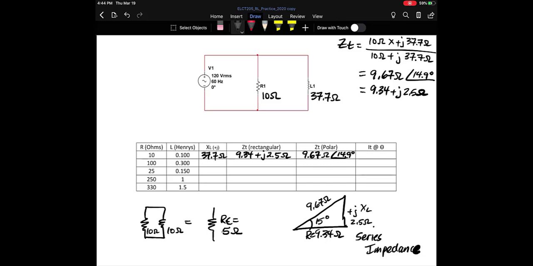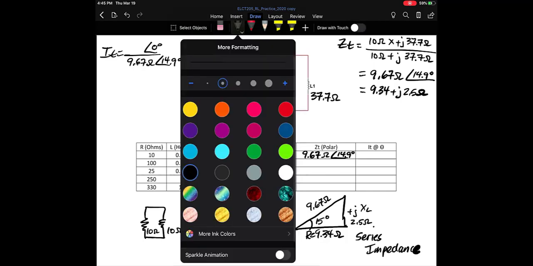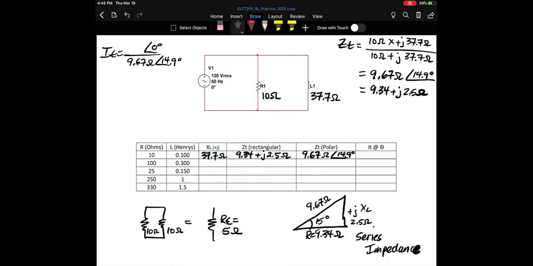Okay, so let's come up with our total current. We know that I total is going to equal E source at 0 degrees divided by our impedance, which is 9.67 ohms at 14.9 degrees. Sorry, I'm just going to go back up here and put this in at 120 volts at 0 degrees.